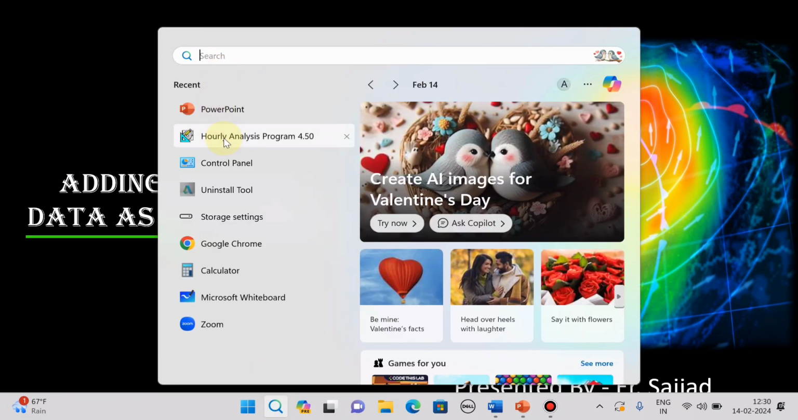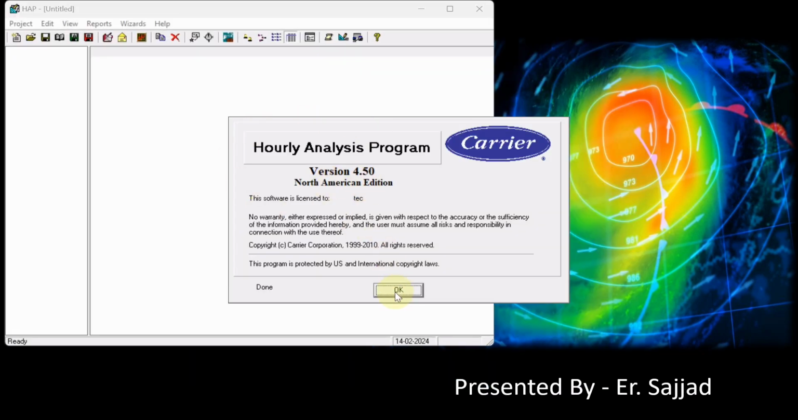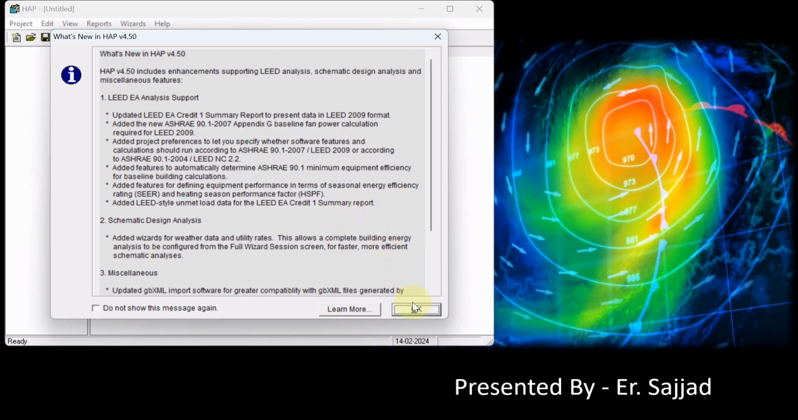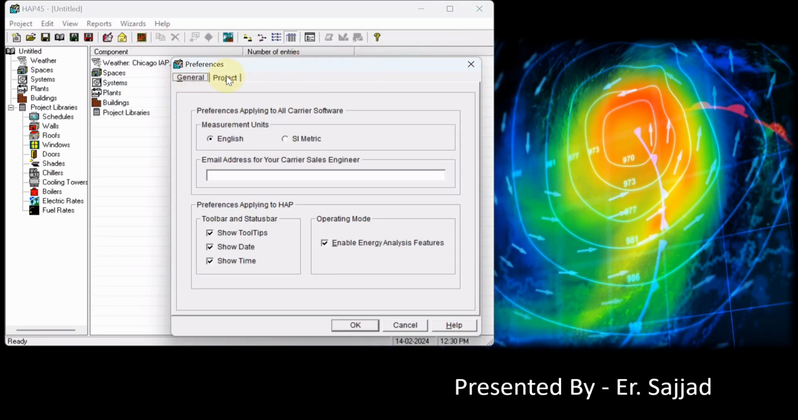Here you will get the logo. Just hit on that HAP software. Now again you have to hit on OK, then hit on OK. Now here you will get two options, general and project.